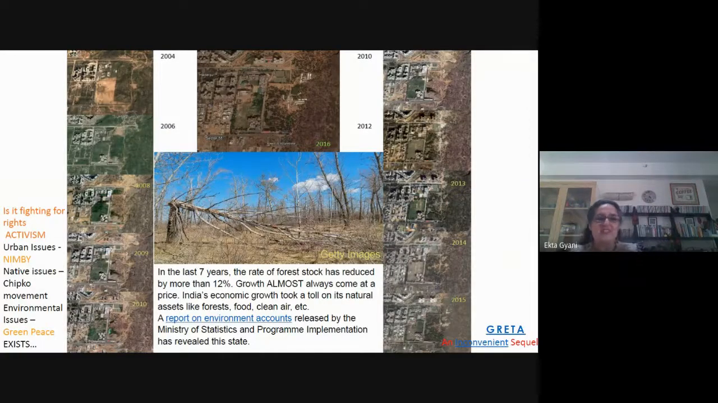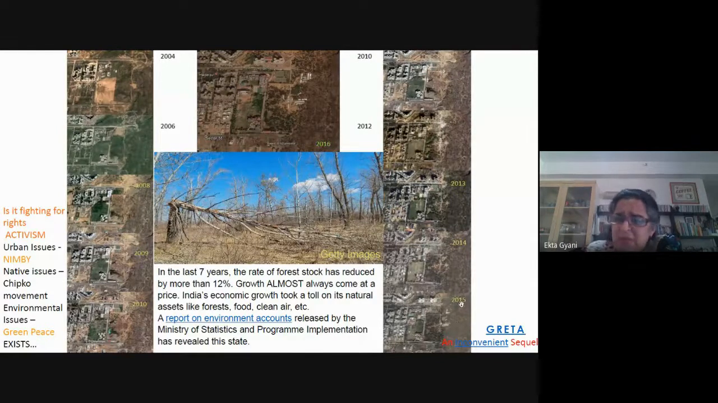So these small images are of our university. You can see from 2004 to 2015, this is our campus right here. Can you see the amount of development that's happened? And these are the Aravalli foothills, if you can see my cursor.